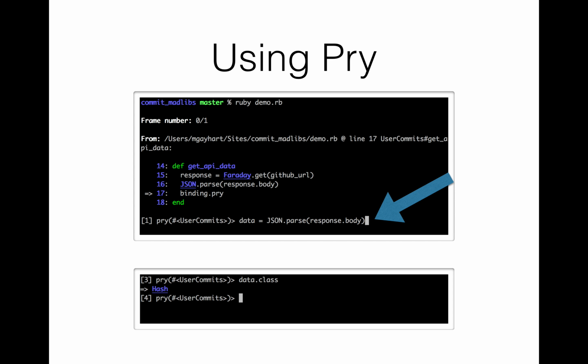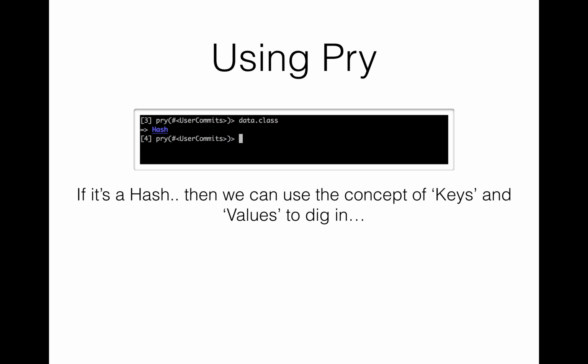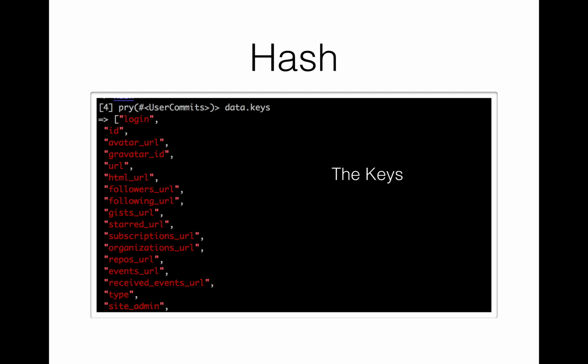It's super helpful. So this JSON.parse on line 16, if we set that to, say, data, which is actually a terrible name, but let's just go with it because that's what I used. JSON.parse response.body equals data. And if we call data.class, we can find out what it is. And what it is, is a hash. That's what comes back. If it's a hash, then we can use the concept of keys and values to dig in. So if we call data.keys, we're going to get login, ID, avatar, followers, gists, subscriptions URL, events URL, etc.